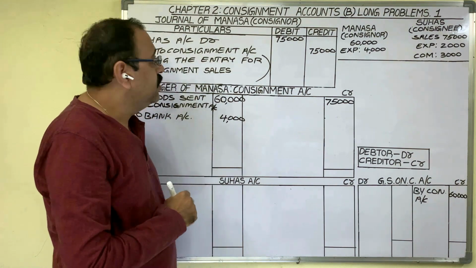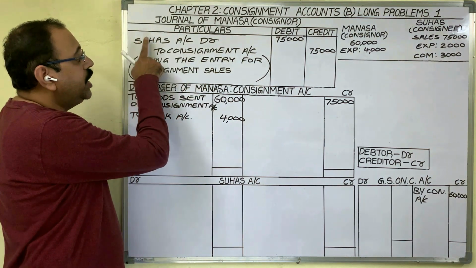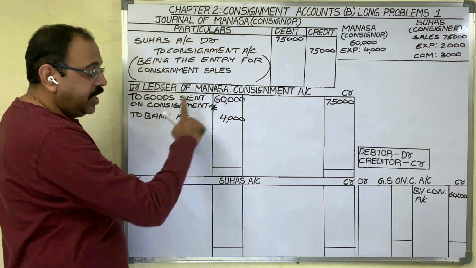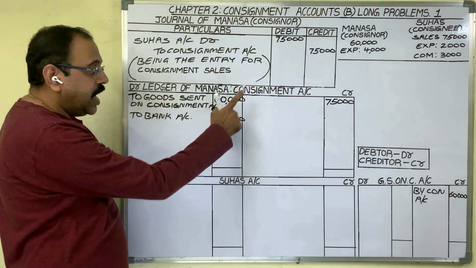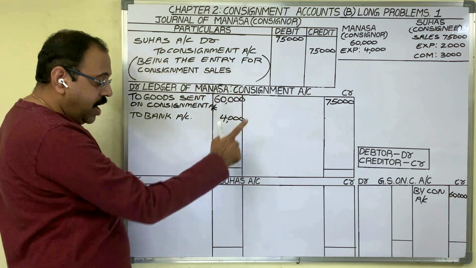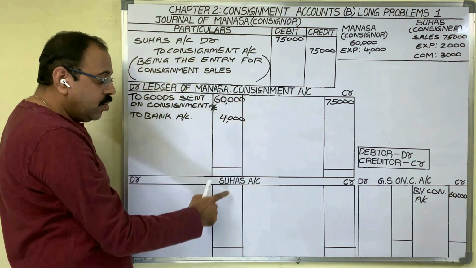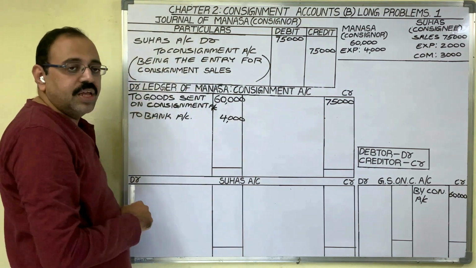Now, posting. Suhas account debtor to consignment account. These two accounts we are preparing in this ledger book now. Consignment account we are preparing and Suhas account we are also preparing. So in two accounts we have to post this journal entry.